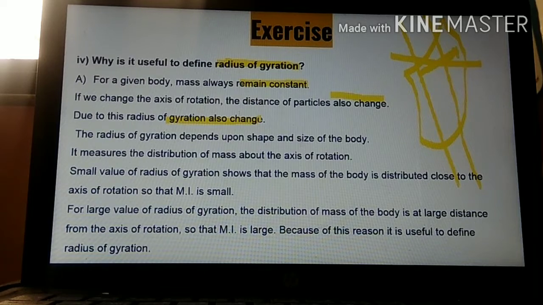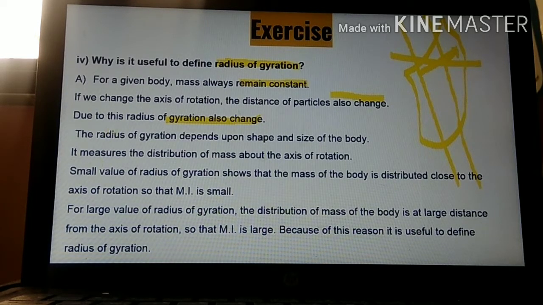Radius of gyration basically depends upon the shape and size of the body. It measures the distribution of the masses about the axis of rotation. What does it measure? The distribution of the masses about the axis of rotation. A smaller radius of gyration shows that the mass of the body is distributed closer to the axis of rotation.